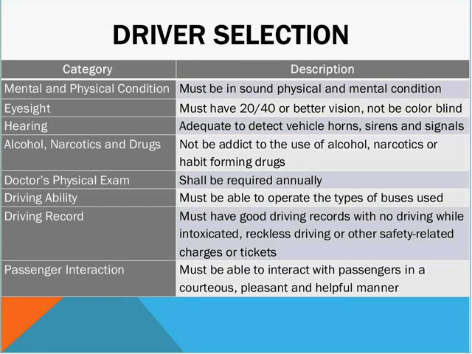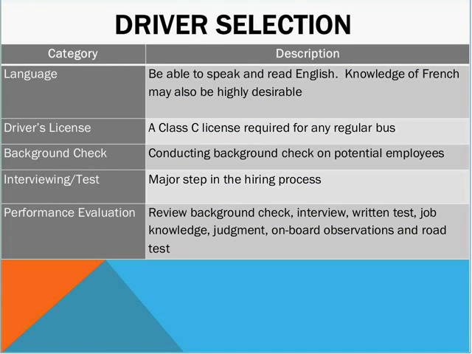Okay. Let's look a little bit at the driver selection, which is very important. These are some of the categories that should be considered. Eyesight, hearing, of course, alcohol, narcotics, and drugs, of course, significant accidents. Physical exams are important because the bus operator has precious cargoes, whether it's children, adults, or seniors. And the driving records, all this information is important in the case of selecting the driver.